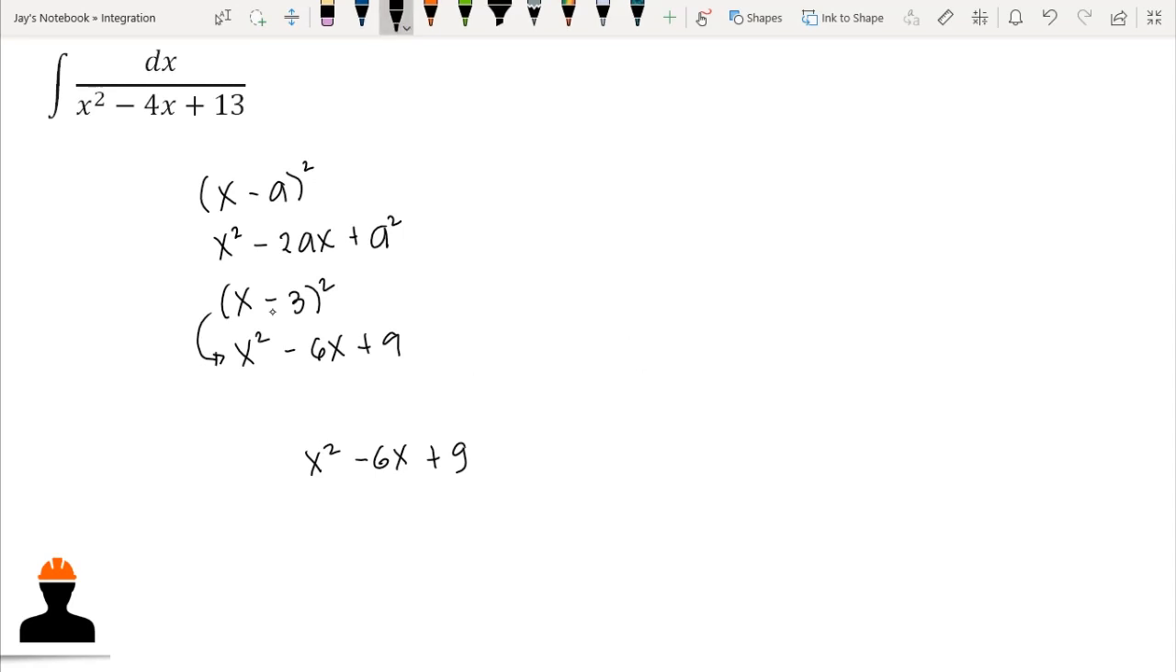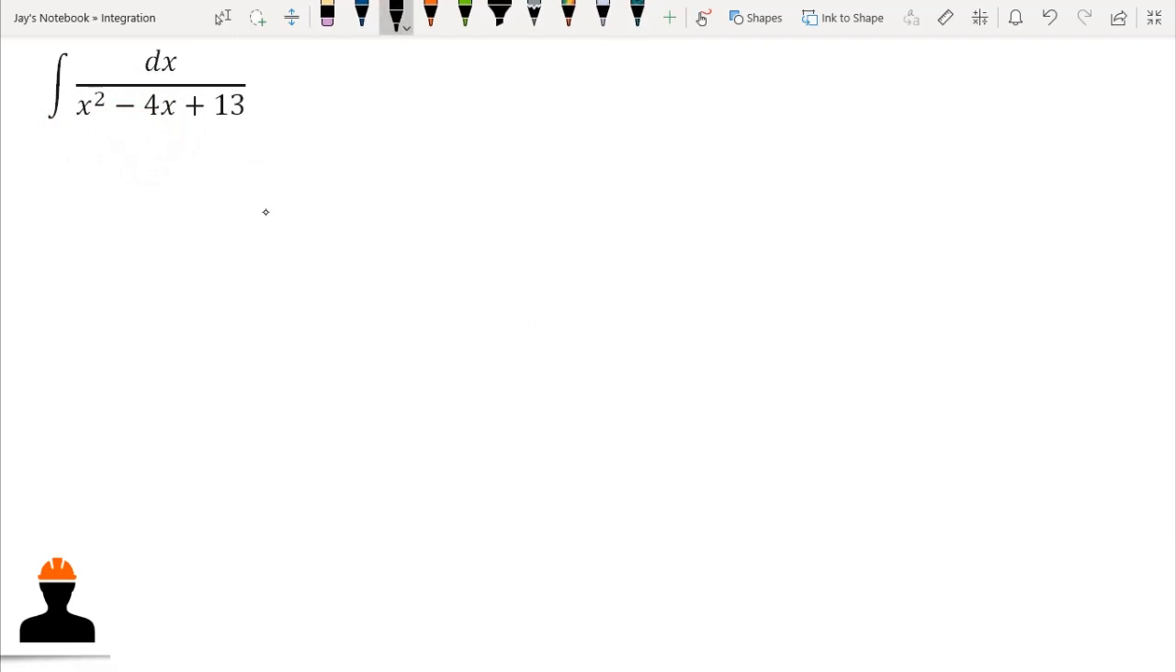So our goal here is to make this a square of binomial. Take note, we cannot directly convert it into a square of binomial since we have 13. So what we're going to do here is apply completing the square, in which we introduce a number here so that we can change that polynomial into a square of binomial. In this case, let's say that's the integration of dx over x squared minus 4x.